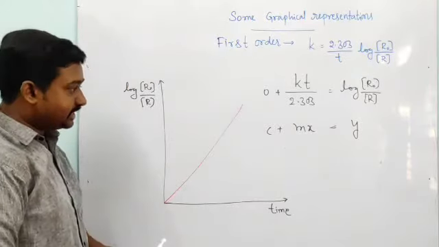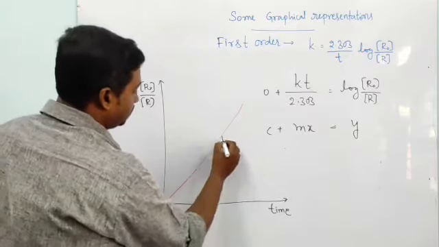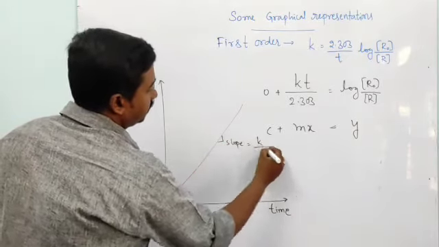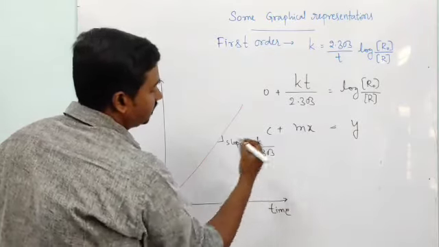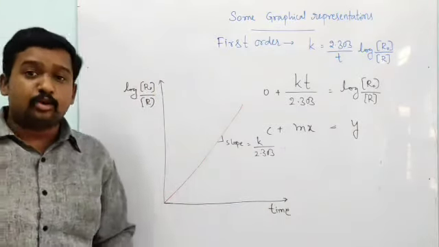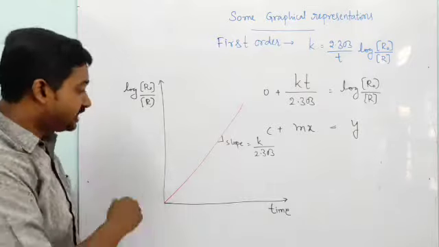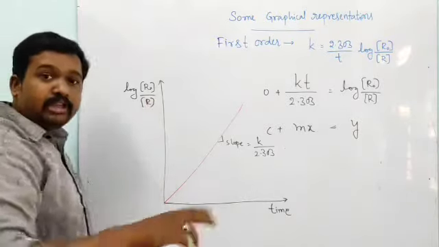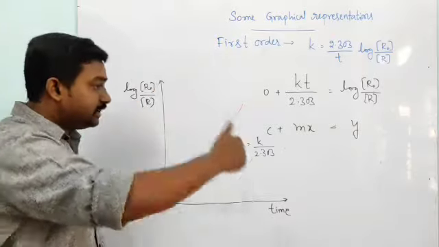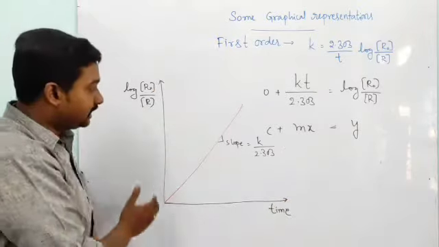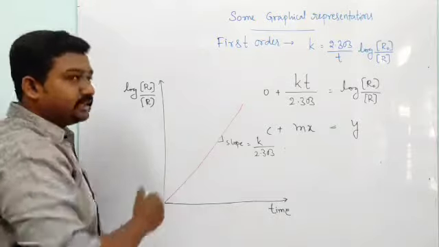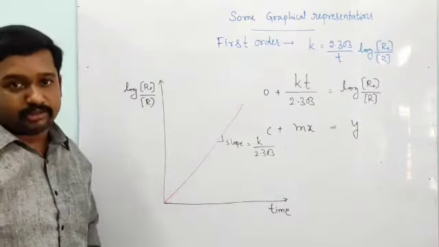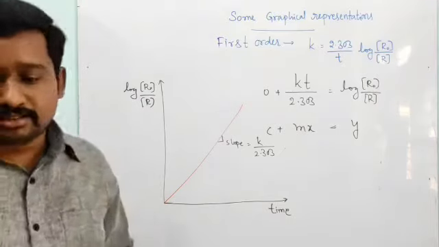In this case, the slope of this is equal to k by 2.303. So it depends on in which way you have chosen the y-axis and x-axis. If it was log of R versus time, we had a straight line inclining downwards. But in this case, there is a straight line inclined upwards and the slope has become positive, k by 2.303. So have a look at this, we will move on.